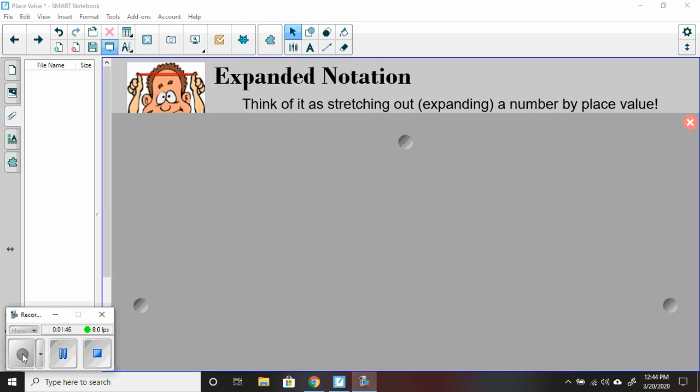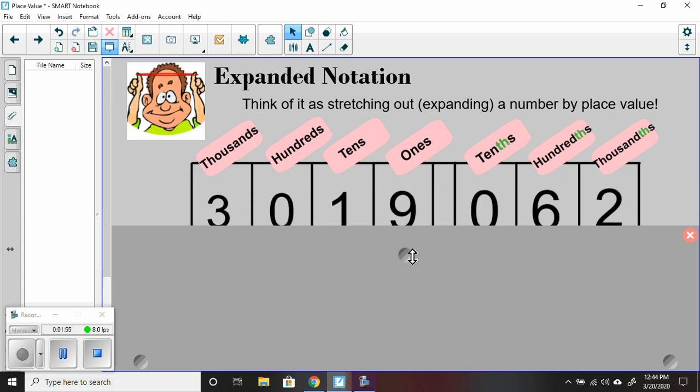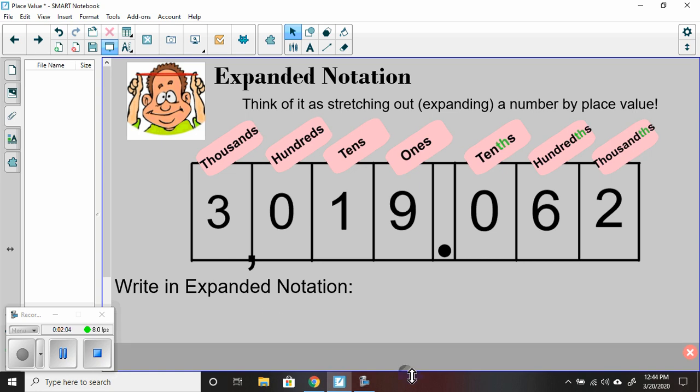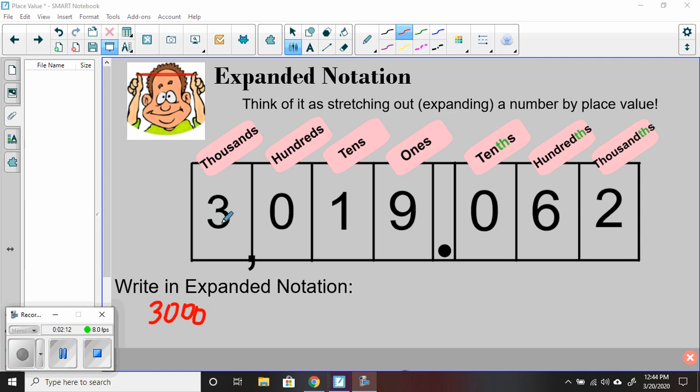Now we're going to review expanded notation. Just think of expanded notation as stretching out a number so that you can see the value of every single digit in the number. We're going to look at the number 3,019 and 62 thousandths, and we're going to practice writing it in expanded notation. So what you do is you look at the first digit, and every digit after it can turn into zeros. So I have a 3 there, and all of these turn into zeros if they're not already. You don't have to put the decimal place on this.